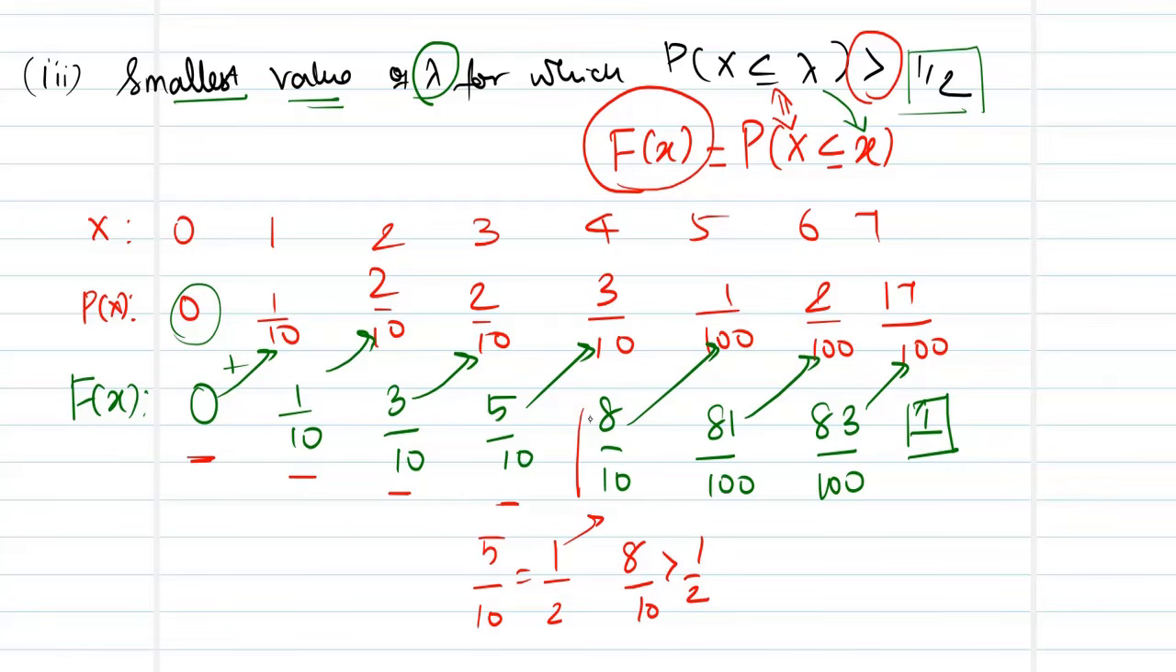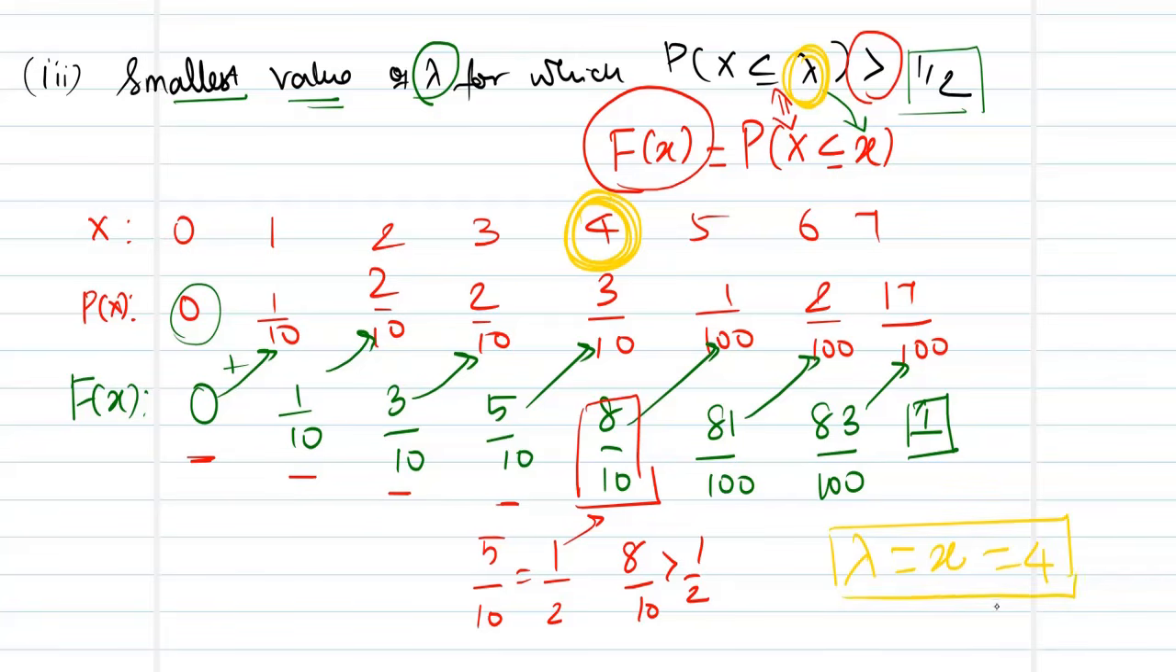So this cumulant 8 by 10 is happening for which random variable? The random variable corresponding to it is going to be equal to 4. So the value of lambda where this cumulant crosses half is going to be 4. So the value for the smallest lambda is x, which is going to be equal to 4. That's it, children. This will fix the problem in a very easy way.